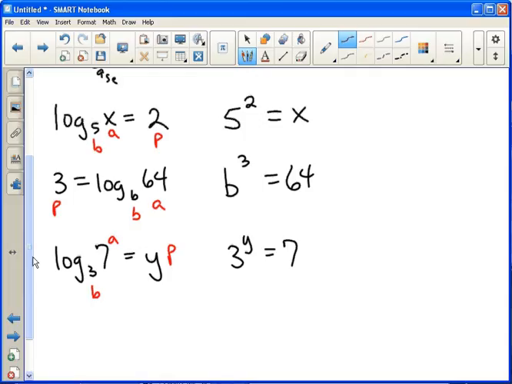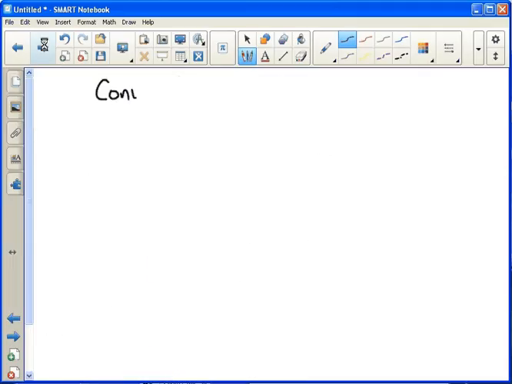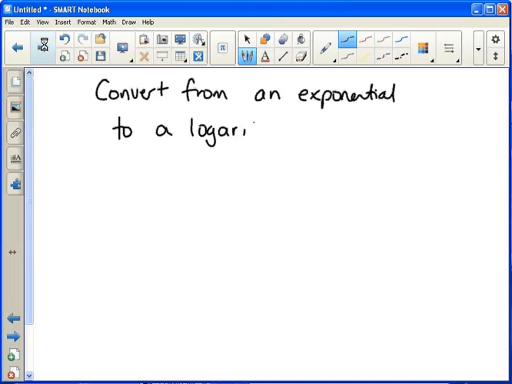Okay, now let's look at the opposite direction. We just did converting from a logarithm to an exponential. Now let's convert from an exponential to a logarithm. Again, the key is to remember log BAP. So if you have base raised to a power equals answer, then you just rewrite it as log BAP.